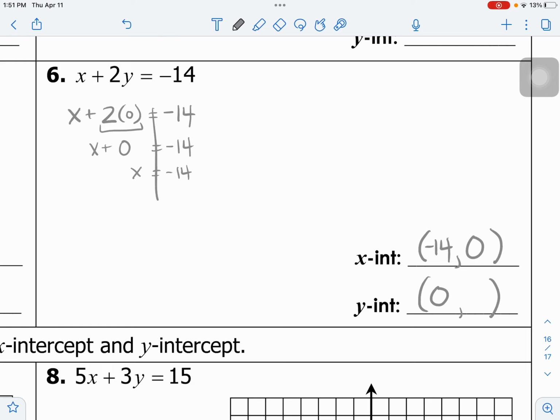For the y-intercept, I'm going to rewrite this equation, but I'm going to turn my x into a 0. So I've got 0 plus 2y equals -14. I don't really need to write 0 plus anything because it doesn't affect my equation. So I'll rewrite 2y equals -14. Divide each side by 2, and y equals -7. So this line crosses the y-axis down below 0 at -7.